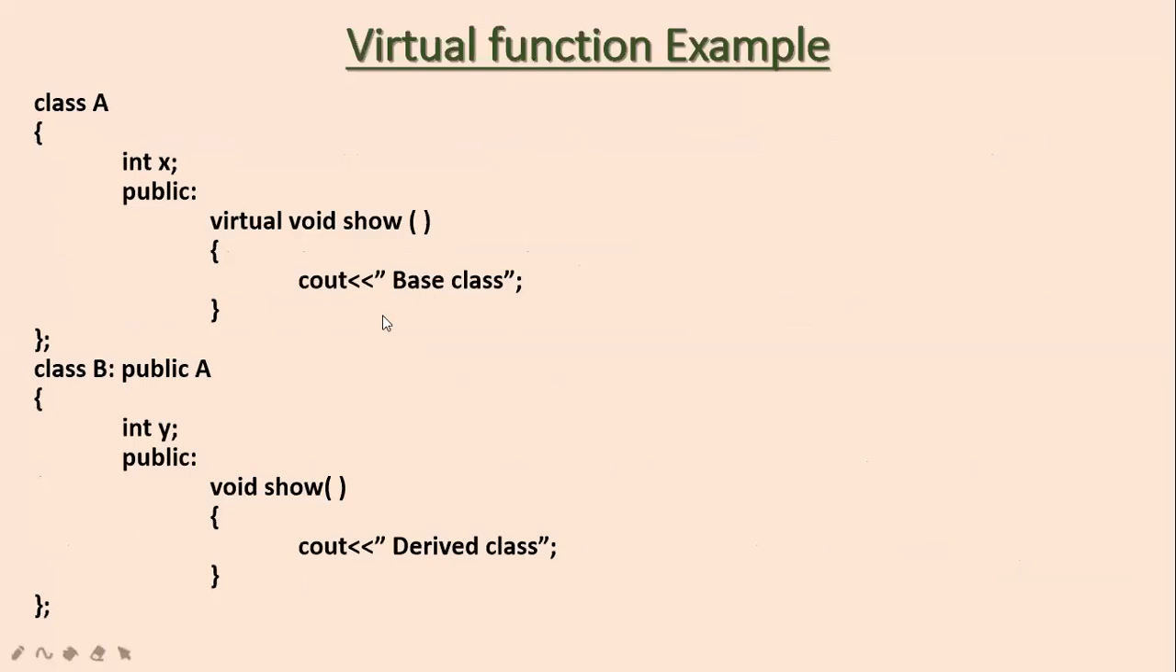See, here I have given one example, that is class A. In class A, one data member is there, X. Then I have declared one function, that is show, and then I have mentioned the base class. Then class B, public A. Then mention the derived class.